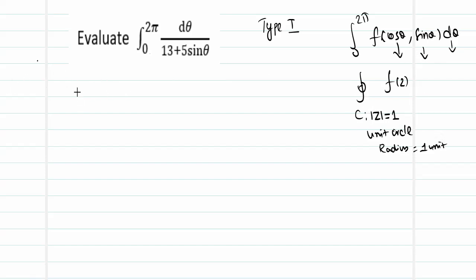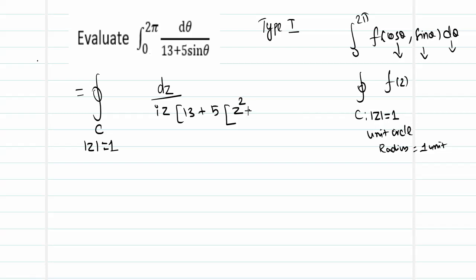Now let us get started with the substitution. The integral from 0 to 2 pi will be converted along the closed curve C, the boundary mod z equal to 1. d theta will be replaced by dz divided by iz. We have 13 plus 5 times sin theta, replaced by (z square minus 1) divided by 2iz. So this is the conversion.